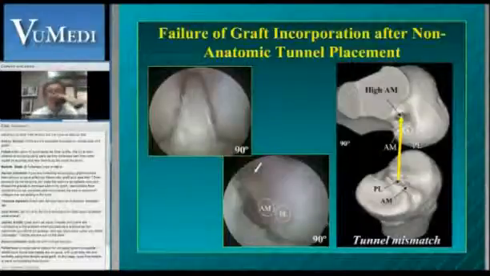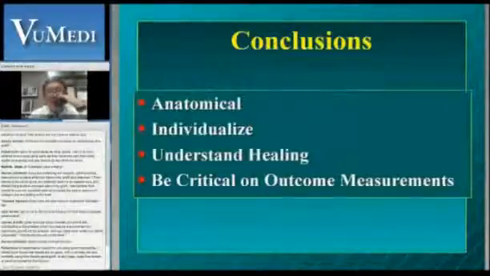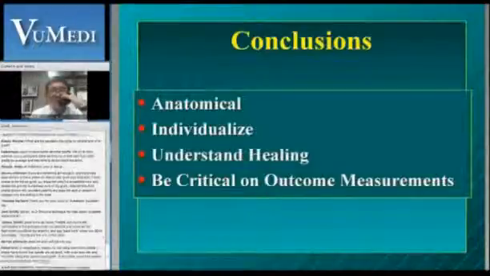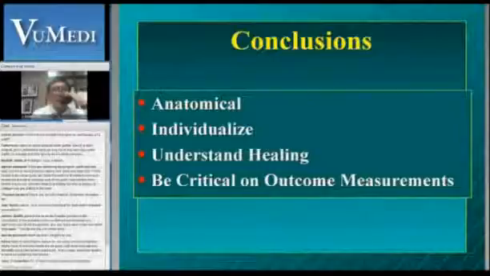So in conclusion, we need to be anatomical, we need to be individualized for every patient, we have to understand healing, and we have to be critical of our outcome measurement. Thank you very much. Thanks, Freddie.